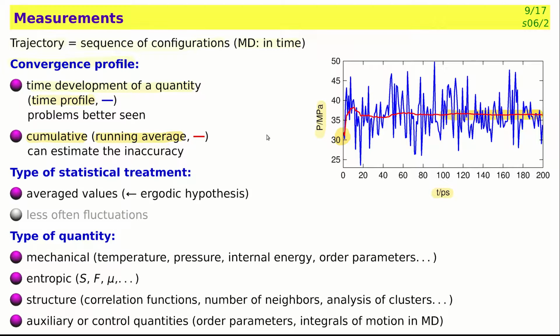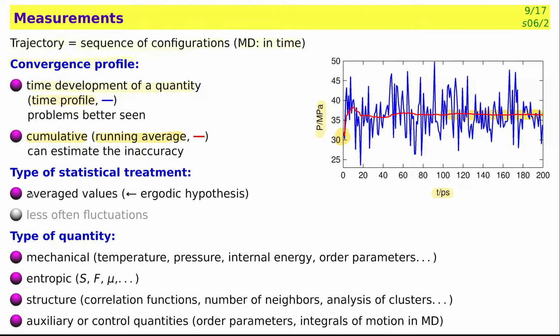Typically, in a simulation, we get curves like this and averages of quantities. Of course, to start such a productive run means that we already have an equilibrated system. So in the first part of our project, we simulated, got an equilibrated system, and then we can start measurements.